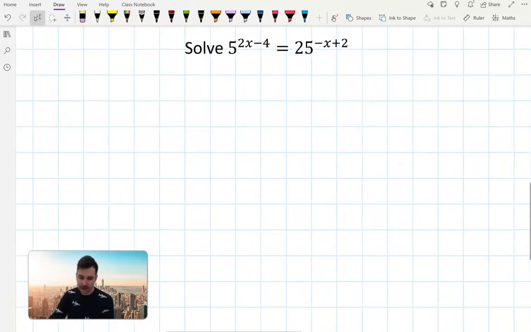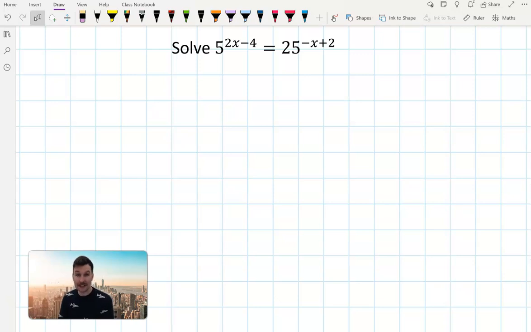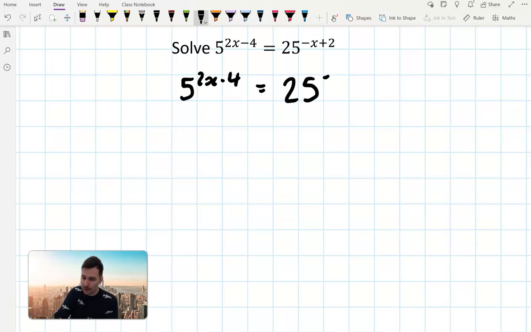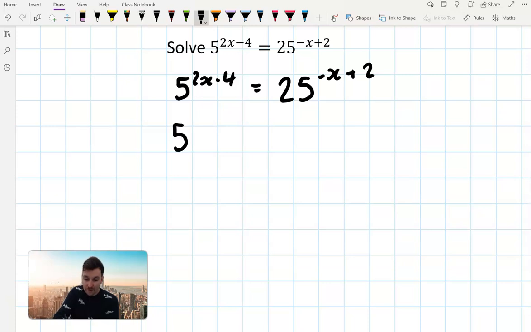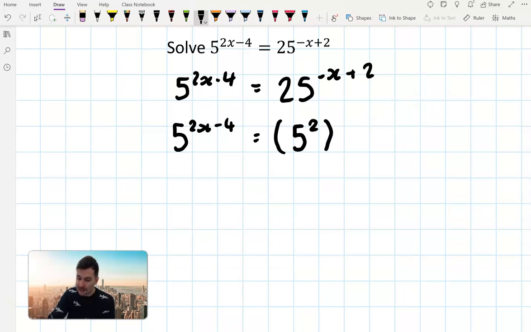So this one needs us to use our index laws a little bit more than the previous examples. So we've got 5 to the power 2x take 4, and that's equal to 25 to the power negative x plus 2. All right, so hopefully it's pretty clear that we need to write both of these in terms of 5 to the power of something. But what we've got to do there is say, well, let's say 5 to the power 2. We'll put that there instead of our 25. But that is being raised to the power negative x plus 2.